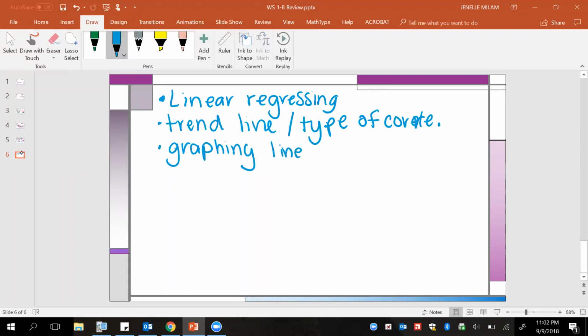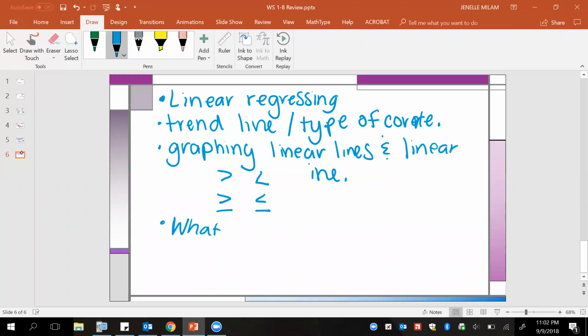linear lines. Definitely going to have to graph some linear lines and linear inequalities. So make sure you know your inequality symbols. That would be like the greater than, less than, greater than or equal to, less than or equal to. Make sure you know what's solid, dotted, shaded above, below, things like that. You're going to need to know what a solution looks like in a graph and table.